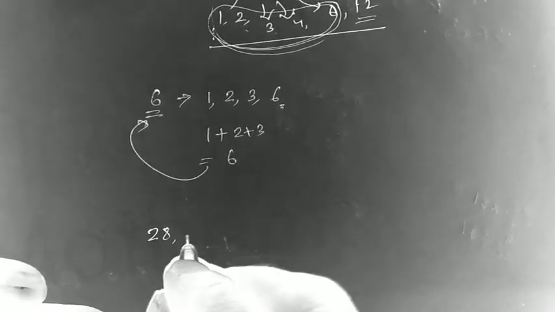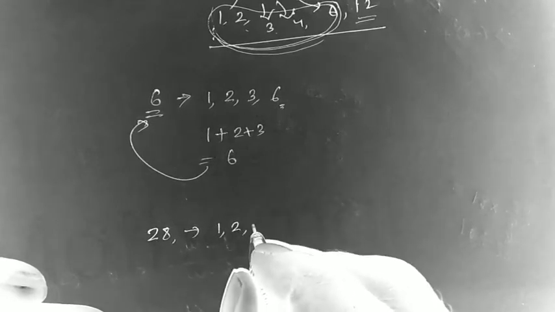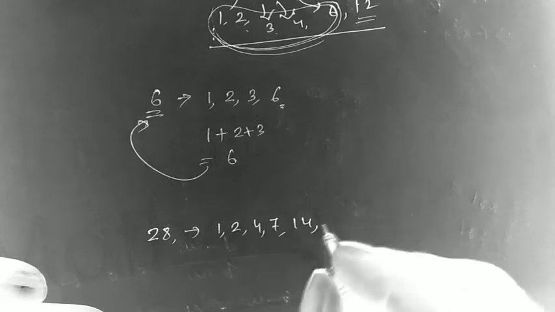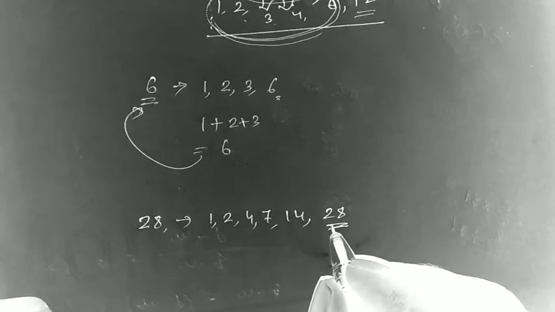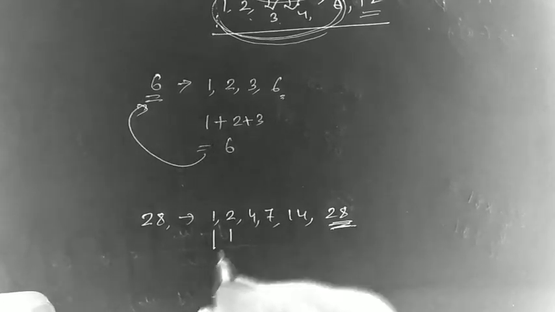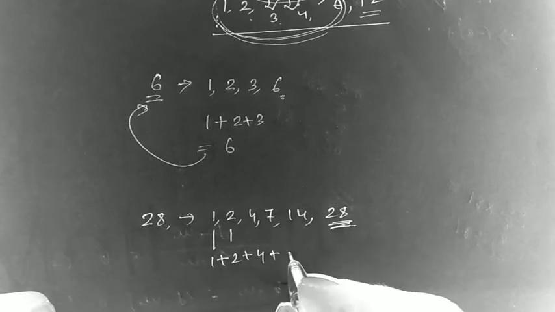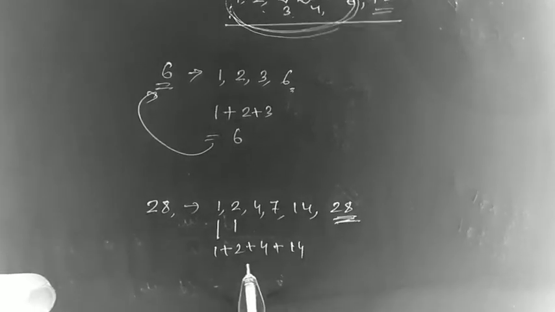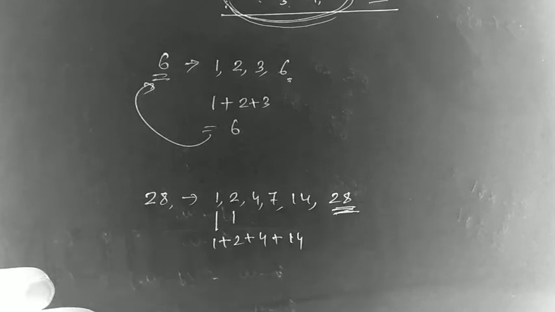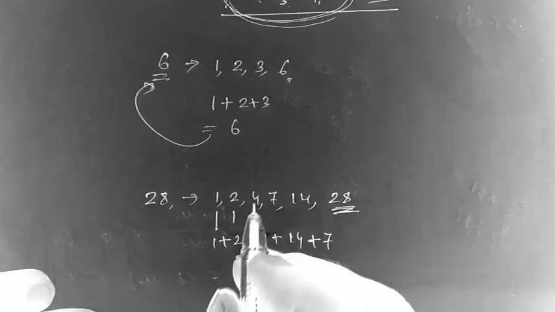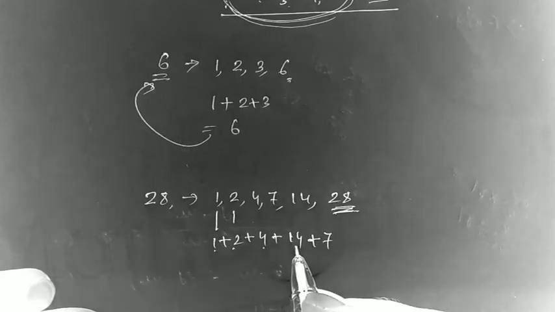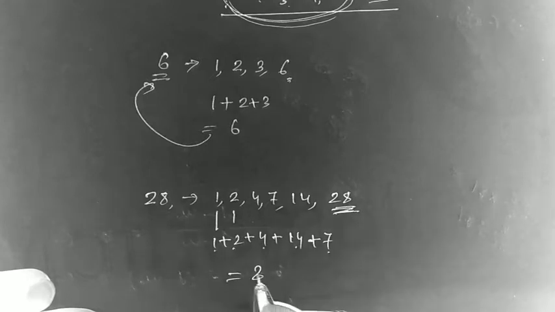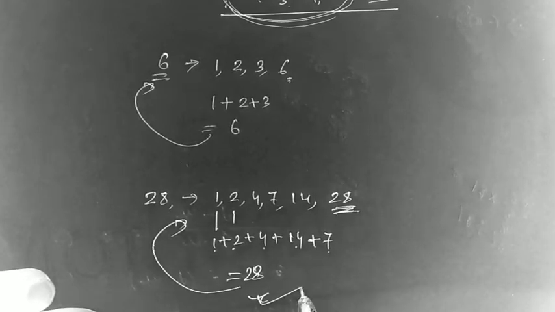Another example of a perfect number is 28. What are the factors? 1, 2, 4, 7, 14 and 28. Here 28 is the number which is also a factor. So except 28, if we add 1 plus 2 plus 4 plus 7 plus 14, what do we get? 1 plus 2 is 3, 3 plus 4 is 7, 7 plus 14 is 21, 21 plus 7 is 28, which is the given number. So this is one perfect number.